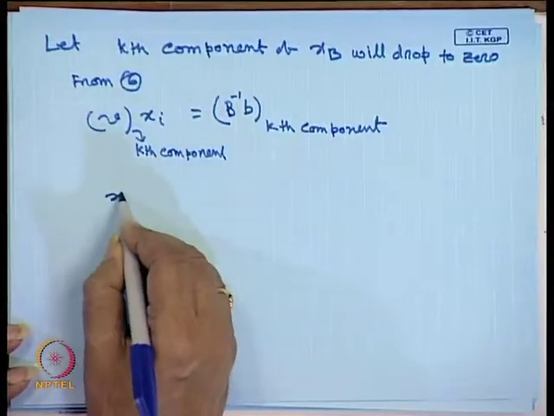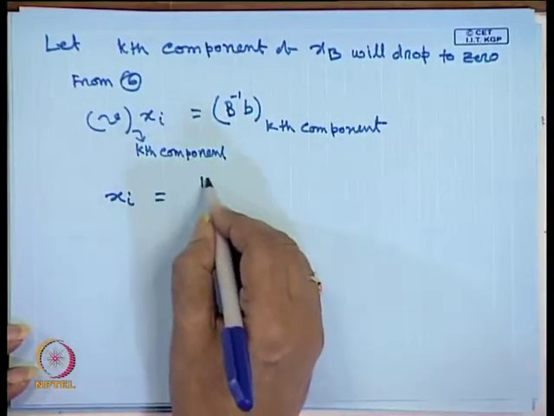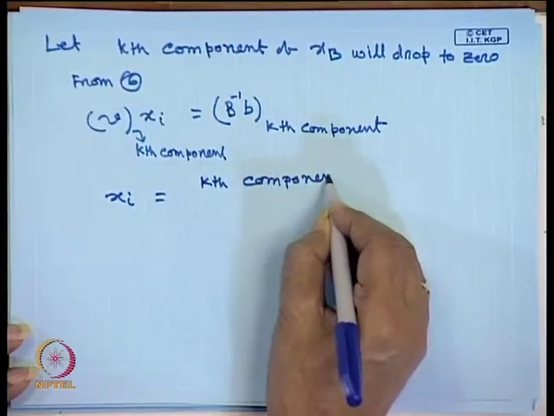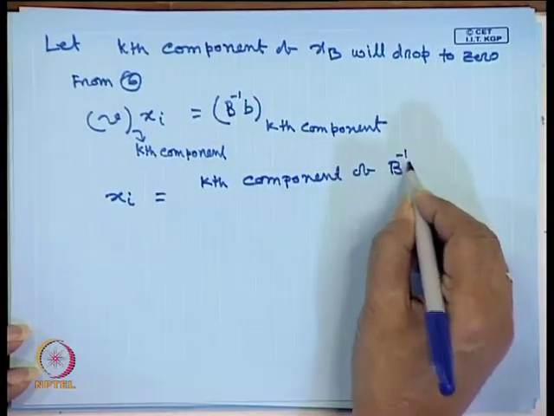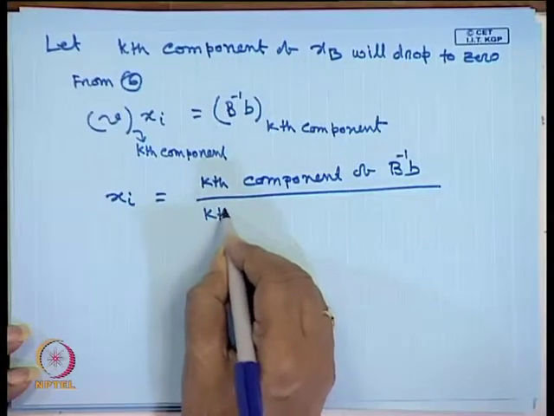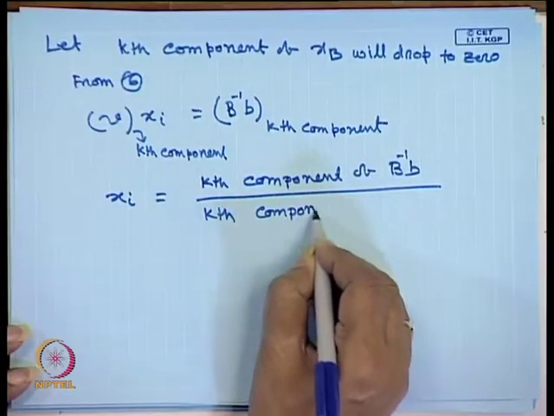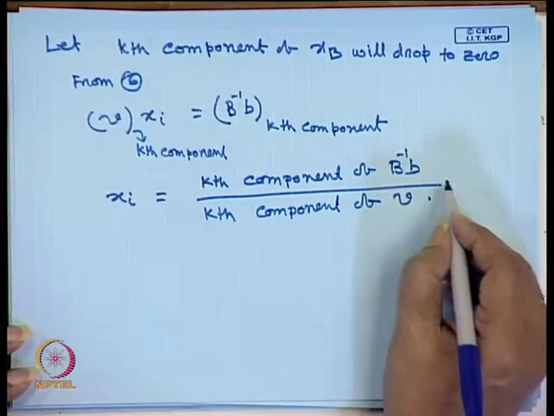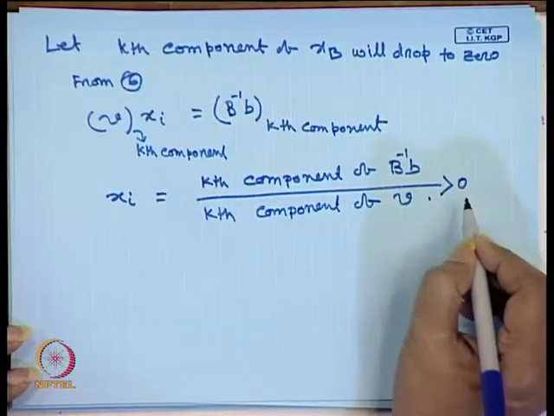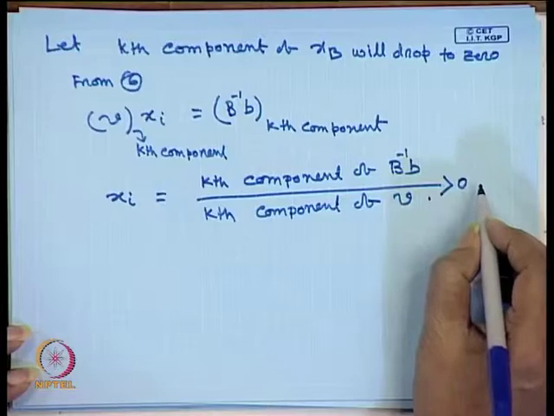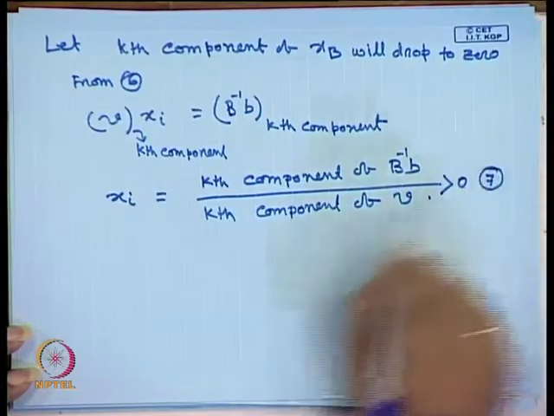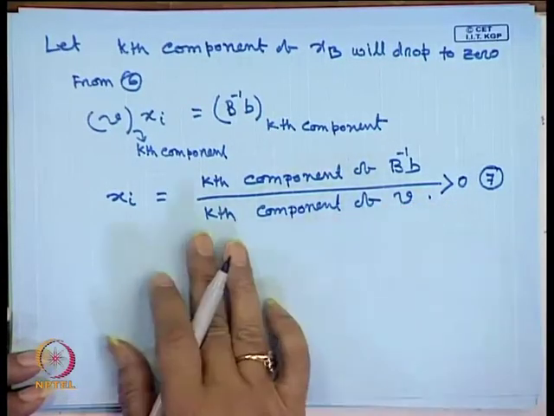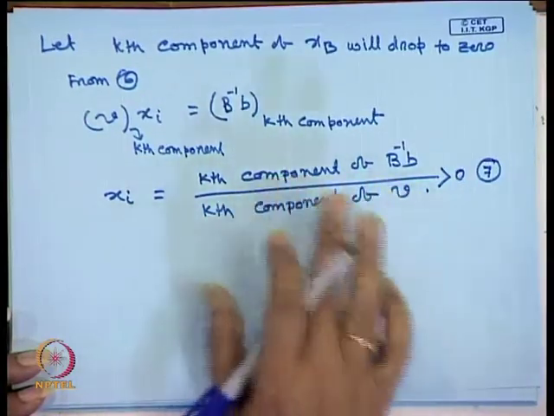So, then I can write x_i is equal to the kth component of B inverse b divided by the kth component of V, and this must be greater than or equal to 0. Let us call this equation number 7, since we have given 6. This is greater than or equal to 0 because the denominator part cannot be negative.